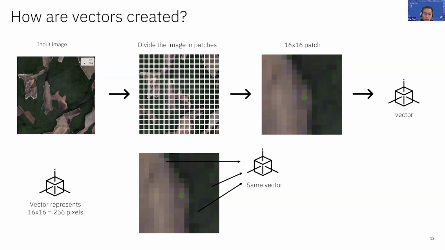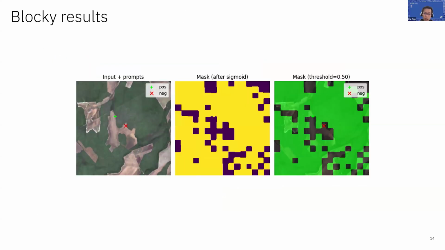You might ask, why do we even use a 16 by 16 patch? Why not just 1 by 1? This is predefined by the TerraMind architecture, so that's not something that we can change easily. So let's look at the results, how the mask would look. As you can see, the mask generated by TerraMind is very blocky, and it doesn't resemble the shape that we have in the input image.